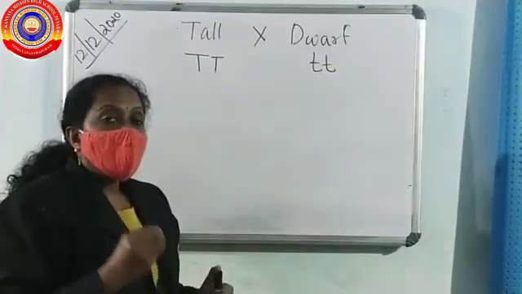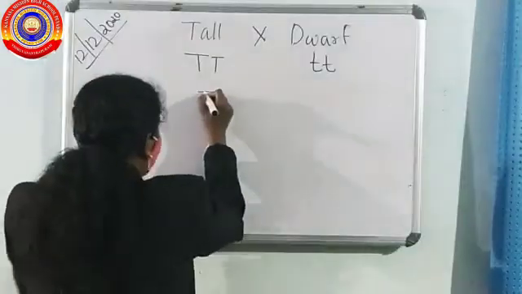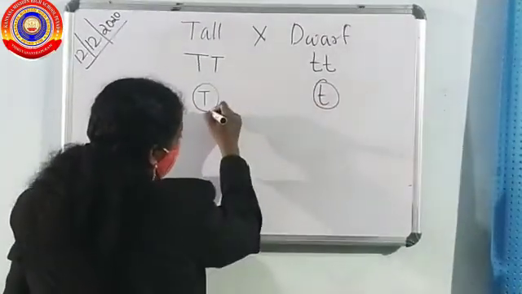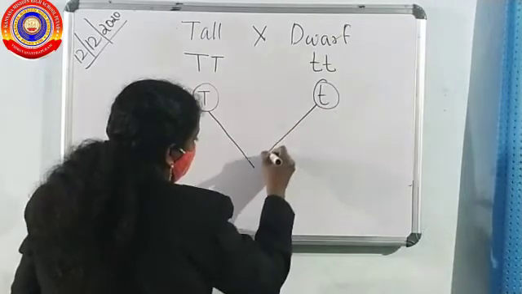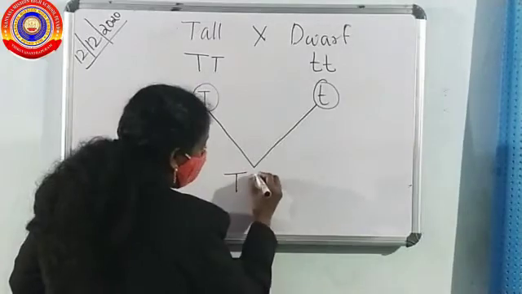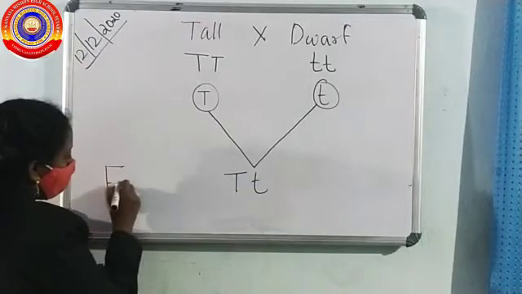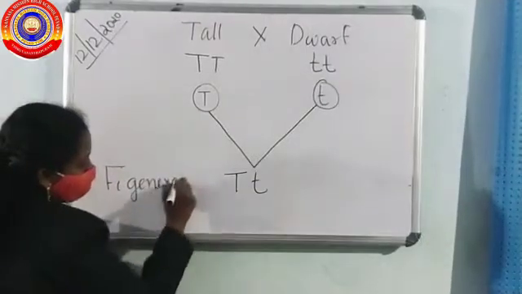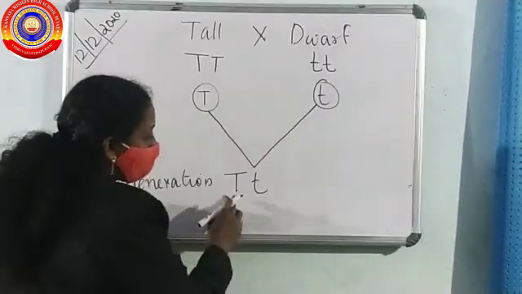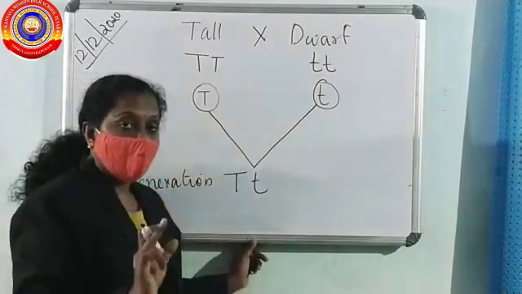Before crossing, from each pair of factors, we have to select one. Select one capital T from the trait tall and one small t from the dwarf. Next step is crossing. During crossing, we got the result capital T, small t. And here the offspring is written as F1 generation, the first generation.